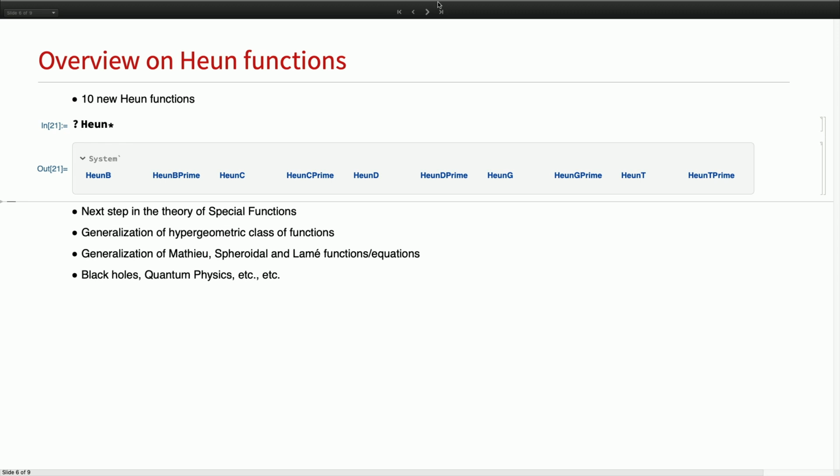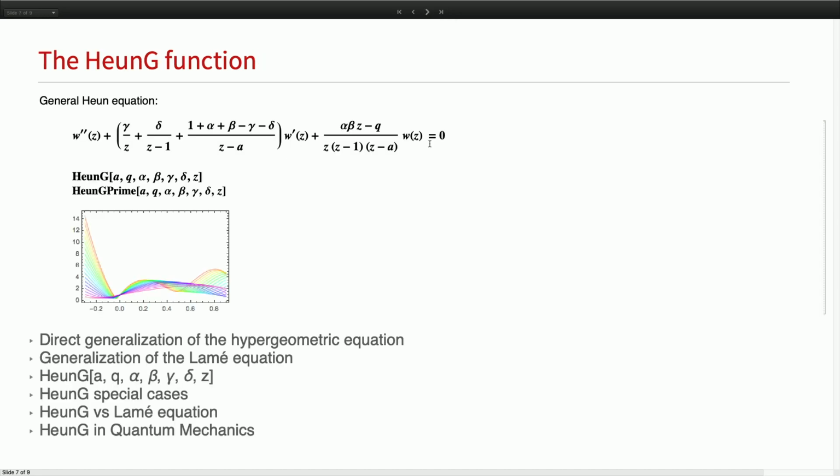However, we are implementing them only now. Okay, so the general Heun equation is an equation of this form. It has 4 regular singular points, so 0, 1, a, and infinity. The HeunG, the function that we've implemented, is solving this equation. And also we've implemented the prime function for this. I will explain why we need a prime function.